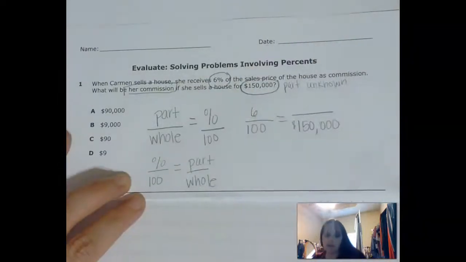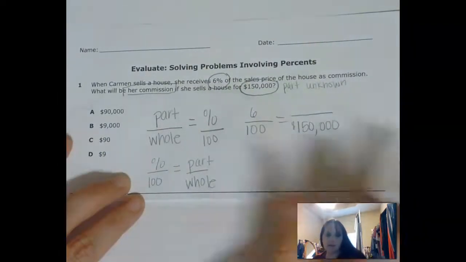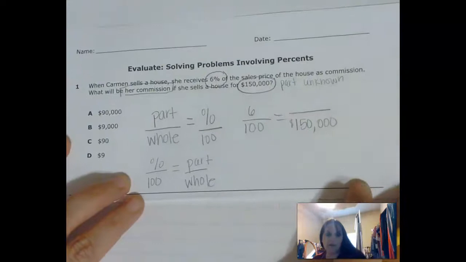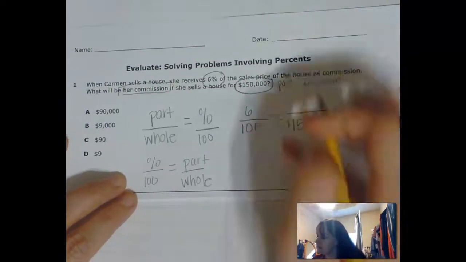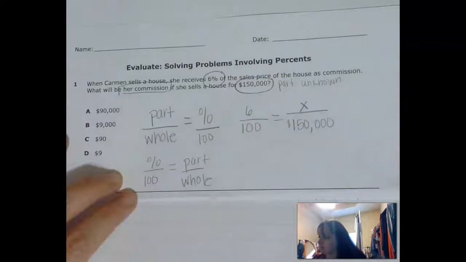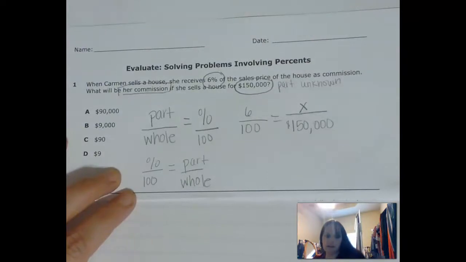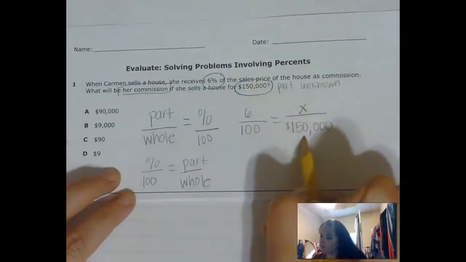You will encounter that today. Whenever you do that assignment, there is a part unknown type of problem. So if you're confused on how to set it up, refer back to this video. So my part unknown right here. So two different things I could do. The first thing I'm looking at right now is 100 does work well with 150,000.